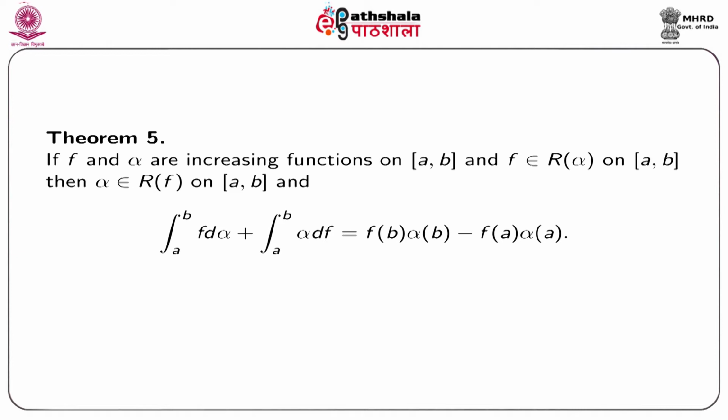We now just state this theorem without going into the proof. If f and alpha are increasing functions on closed interval a b and f is Riemann-Stieltjes integrable with respect to the integrator alpha on closed interval a b, then alpha is also Riemann-Stieltjes integrable with respect to integrator f on closed interval a b, and we have the integral from a to b of f d alpha plus the integral from a to b of alpha d f is equal to f(b) alpha(b) minus f(a) alpha(a). The proof is given in detail in the course content. We will not go into the details of the proof in this presentation.